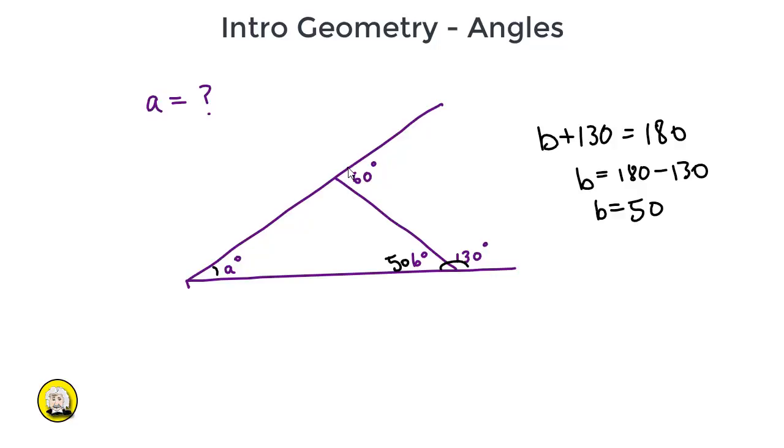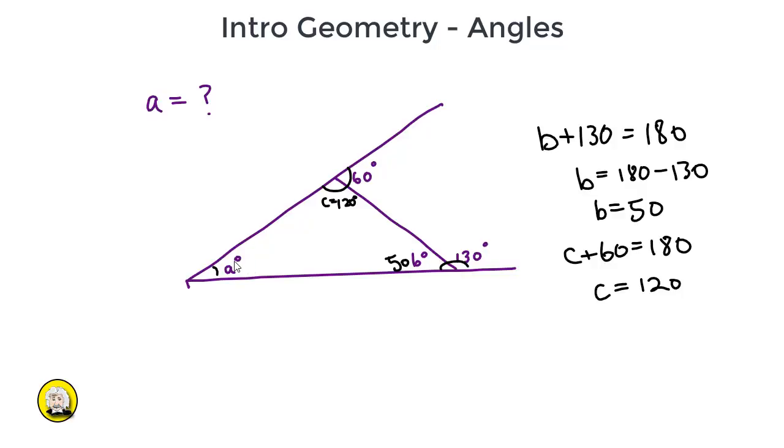How about over here, adjacent to the 60-degree angle? This must also be an angle along a line, so they must sum to 180. So this unknown angle, if we'll call it C in this case, C plus 60 equals 180. And C is going to be just 180 minus 60, or 120 degrees. So this angle is 120 degrees.